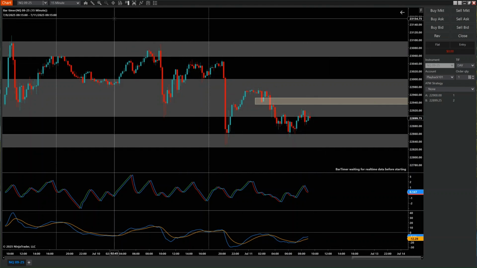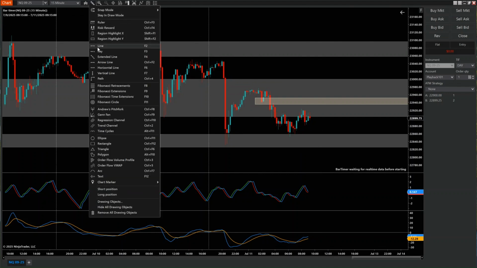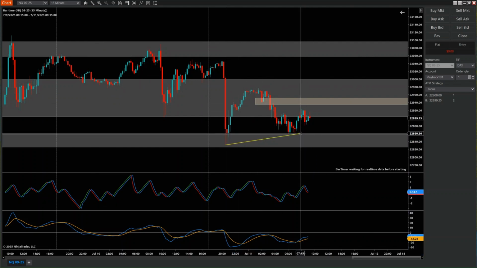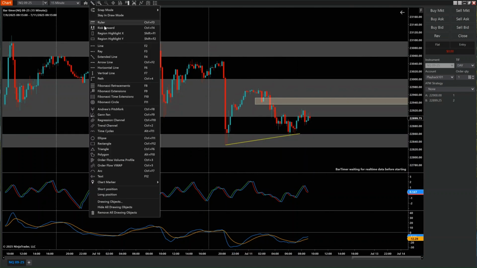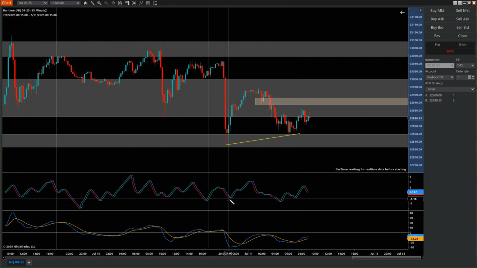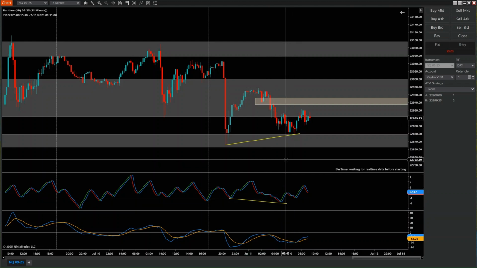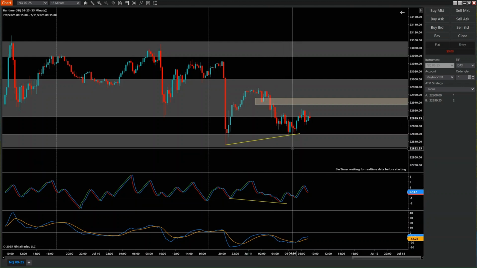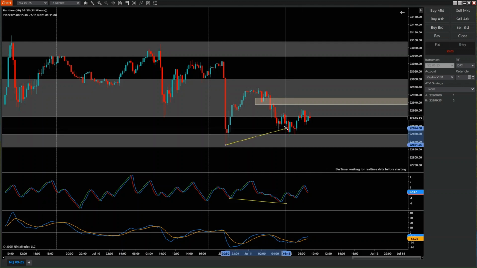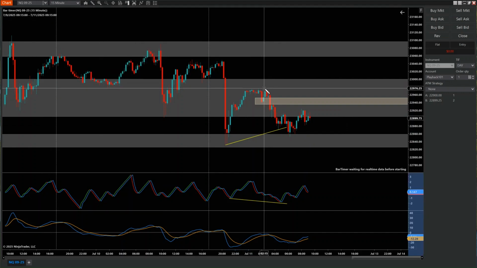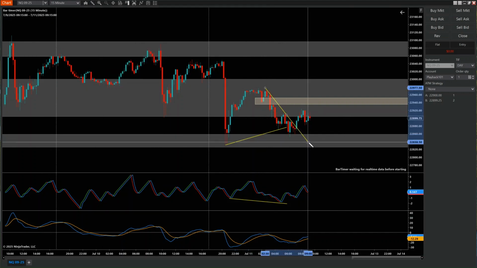And what else is on here? We look for any divergence. What are we seeing? Price making a higher high, and our Fisher is making a lower high, a lower low. Yes. And let's call this a trend line.